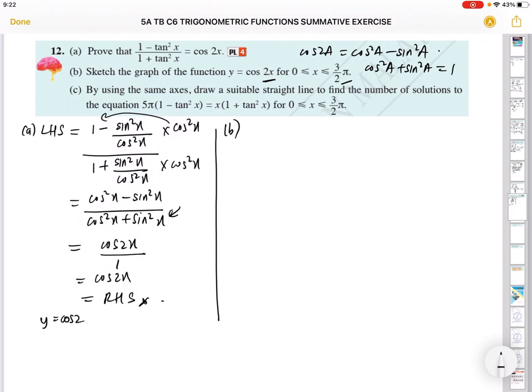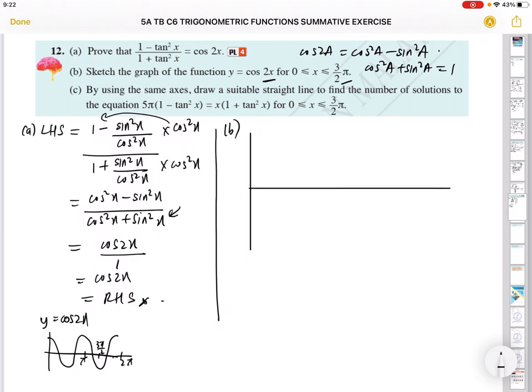That means 1.5 cycles. If you want to draw 1.5 cycles, you need to divide into 6 parts. 1, 2, 3, 4, 5, maybe 6 up to here. All right, so let's put all the points 1, 2, 3, 4, 5, 6, 7.